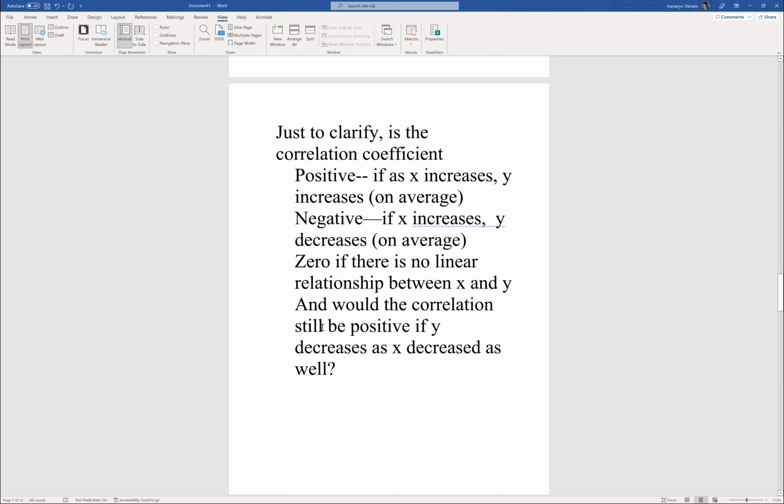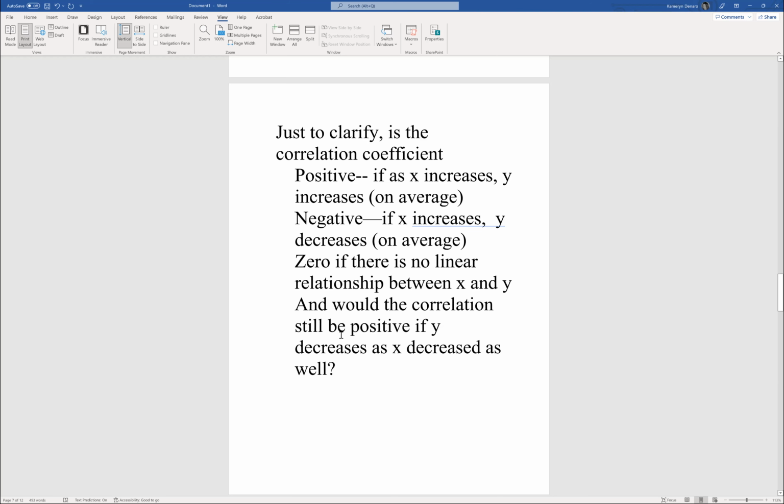All right, and would the correlation still be positive if y decreases as x decreased as well? So in general, we don't really talk about x decreasing because, I mean, you could talk about it that way, but for stats interpretation, I would just encourage you to say it with x increasing, just like we read left to right in regular reading, we read the plot left to right. So we read it from x increasing, what happens.